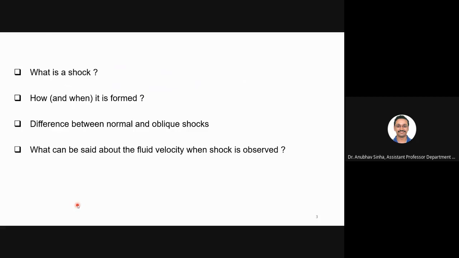So before we begin, let us try to look at some questions. So first, you must ask what is a shock, and how it is formed, or more importantly, when, at what conditions we see a shock getting formed. That is something of fundamental importance. Then what is the difference between normal and oblique shock? That is actually coming from the name itself, but I will explain in a few slides.